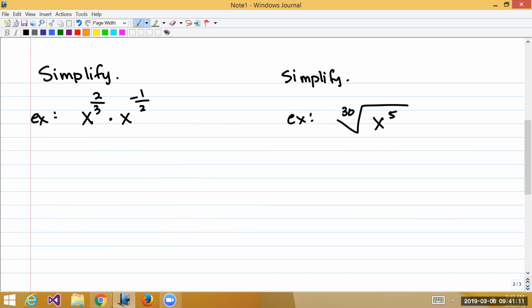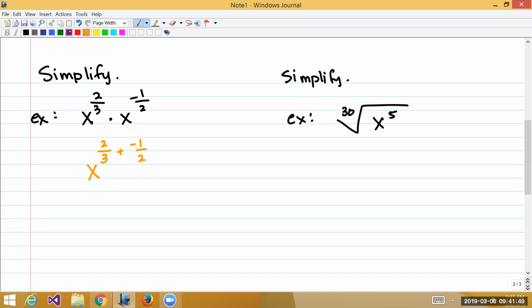Okay, here we want to simplify this expression. So remember, simplifying means if you have the same variable, you want to use your law of exponents to combine, and then your final answer should never have a negative exponent unless you're dealing with scientific notation. So here we're going to use our product rule. The product rule states if 2 expressions with the same base are being multiplied, you could simply add their exponents together. So this will be x to the power of 2/3 plus negative 1/2.